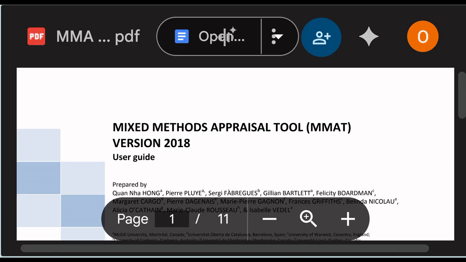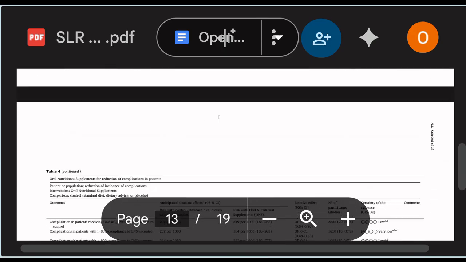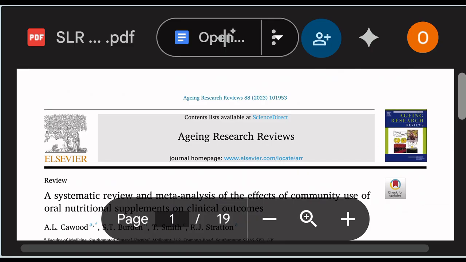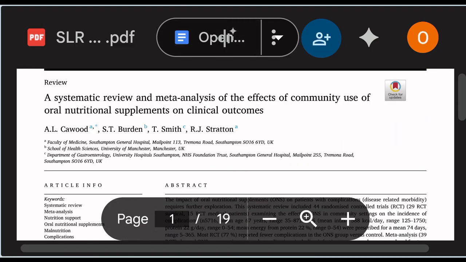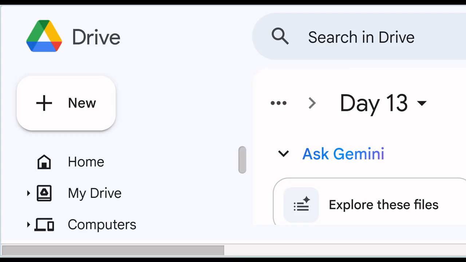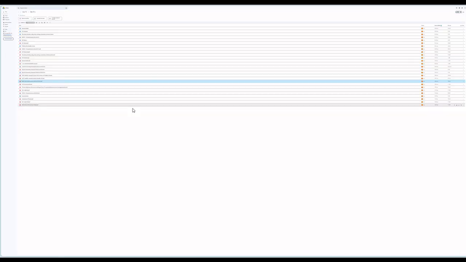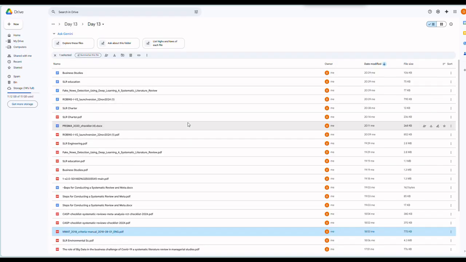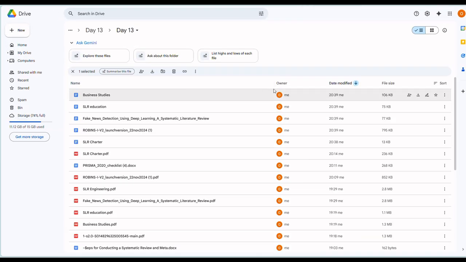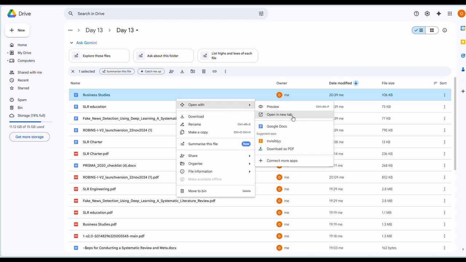So I'm trying to open something now. Just one minute, please. Have I closed this? I'm not sure. Okay, let me open. I just want to open a study in business study.